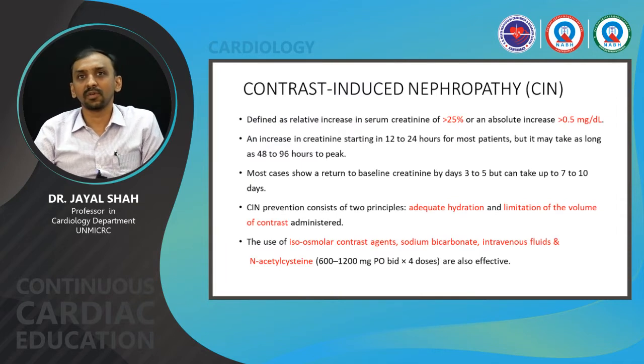So talking about contrast-induced nephropathy, it is defined as a relative increase in the serum creatinine of more than 25% or an absolute increase of more than 0.5 mg%. The increase in creatinine starts in 12 to 24 hours for most patients, but it may take as long as 48 to 96 hours to peak.